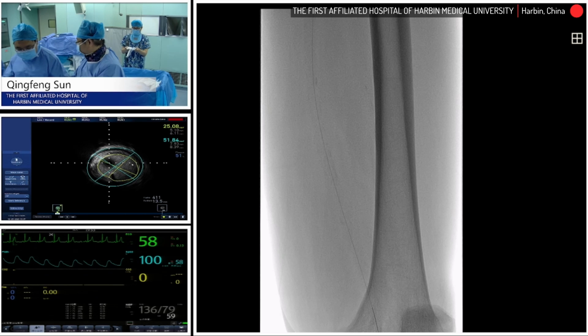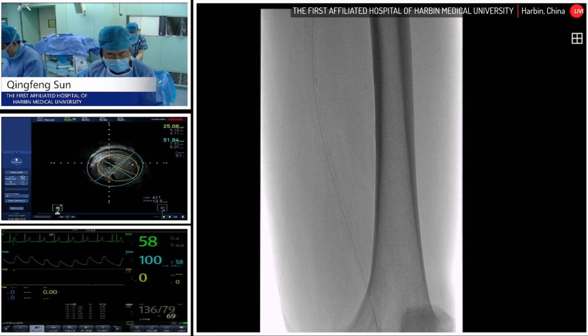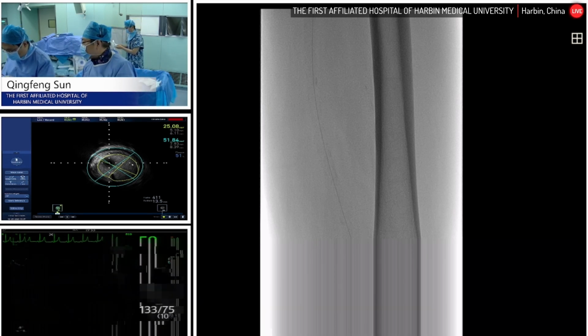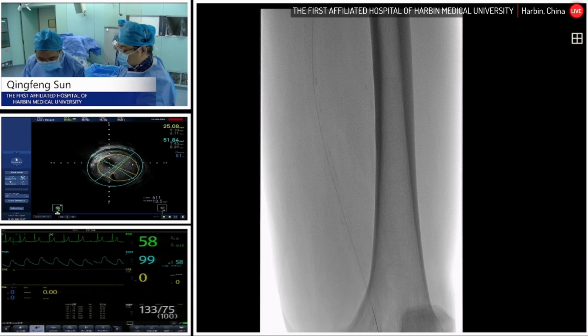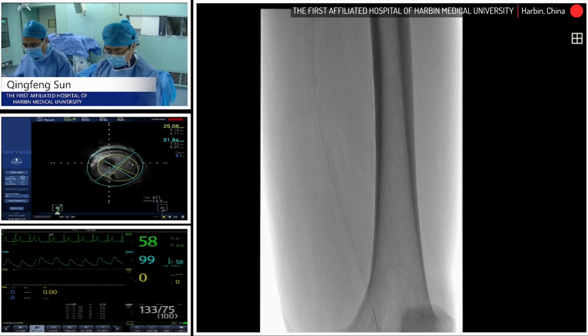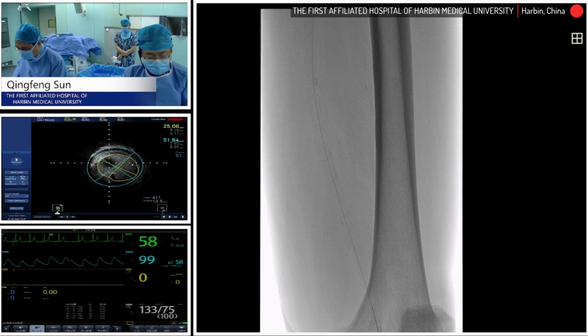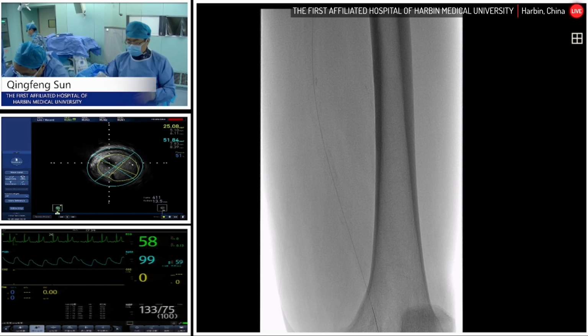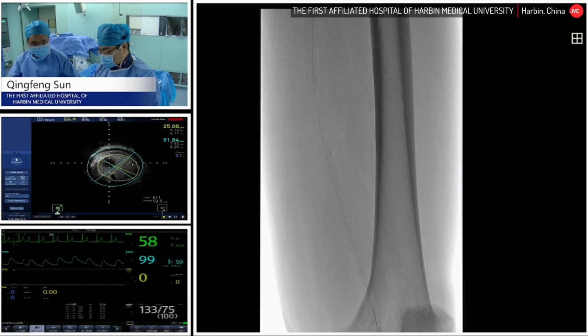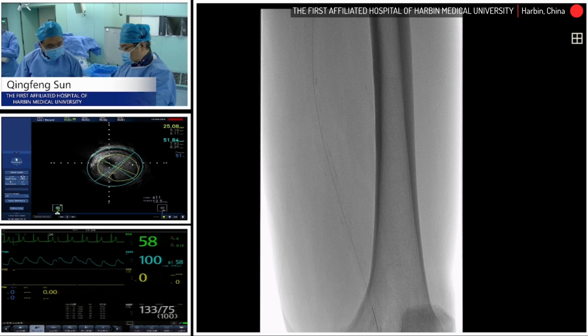The second question is, if you fail in the interventional management of this lesion, will you consider surgery? Definitely. For our department, it's definitely two hands for preparation. One hand is for the intervention, the other hand is for open surgery. If you don't have the skill of open surgery, you're not qualified. So we always have a backup plan.